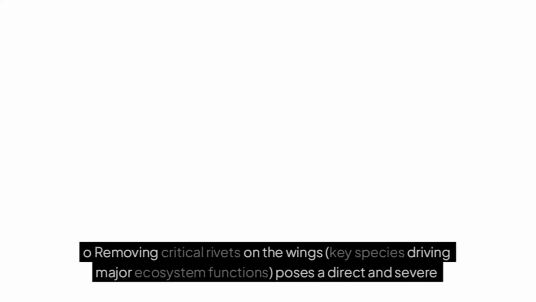Removing critical rivets on the wings, key species driving major ecosystem functions, poses a direct and severe threat to overall survival compared to losing minor rivets, minor species.